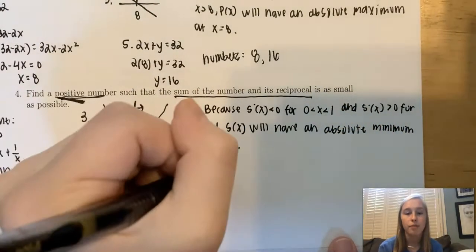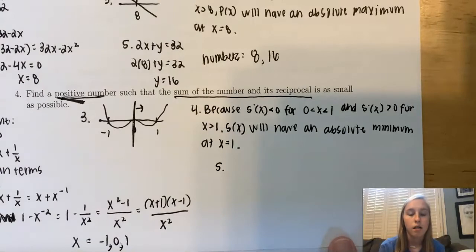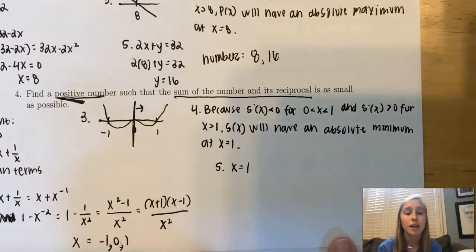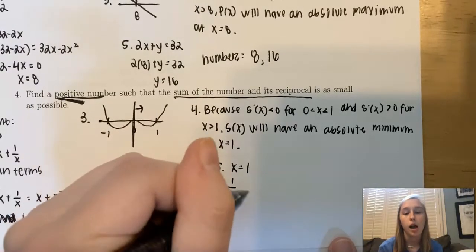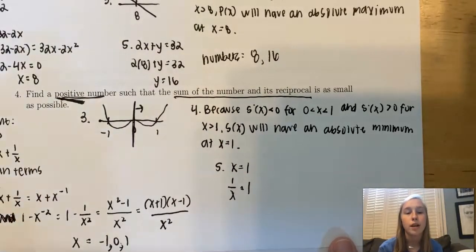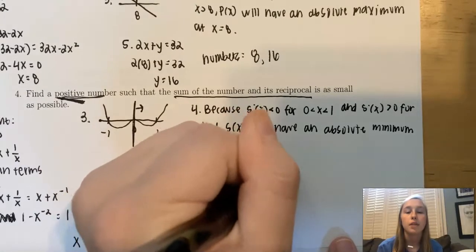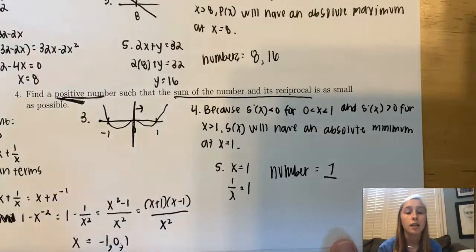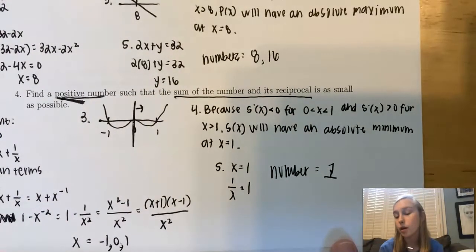Those usually line up if you're doing everything right. They always will line up if you're doing everything right. And once again, you have to actually solve the problem. So you're finding a positive number such that the sum of the number and its reciprocal is as small as possible, and x equals 1 is that number. So you're all good.